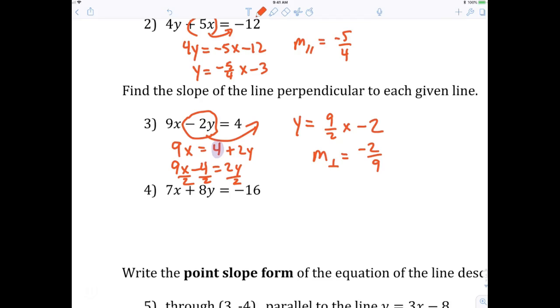Everybody, I want you doing number 4 real quick. Number 4, chop, chop. Should take you 30 seconds, tops. Come on, move it, keep going. Now you only move the 8y, because the 8y is a positive. Move the 7x. What's the slope of the perpendicular?